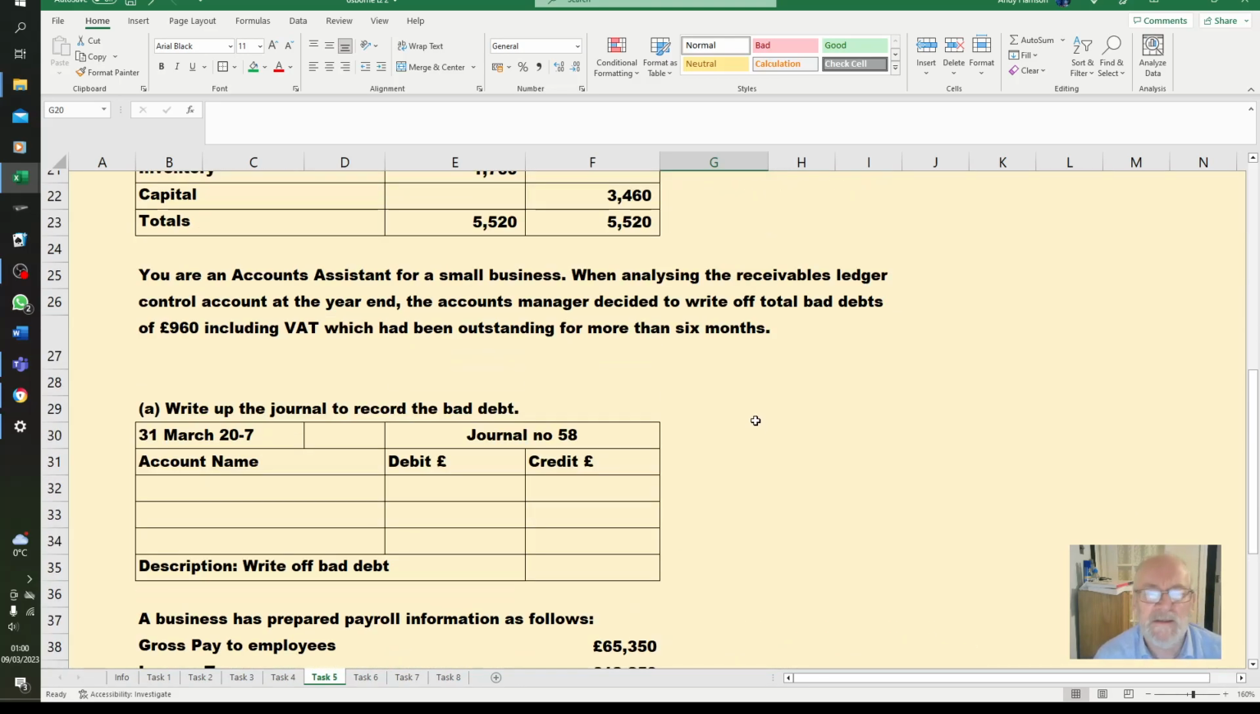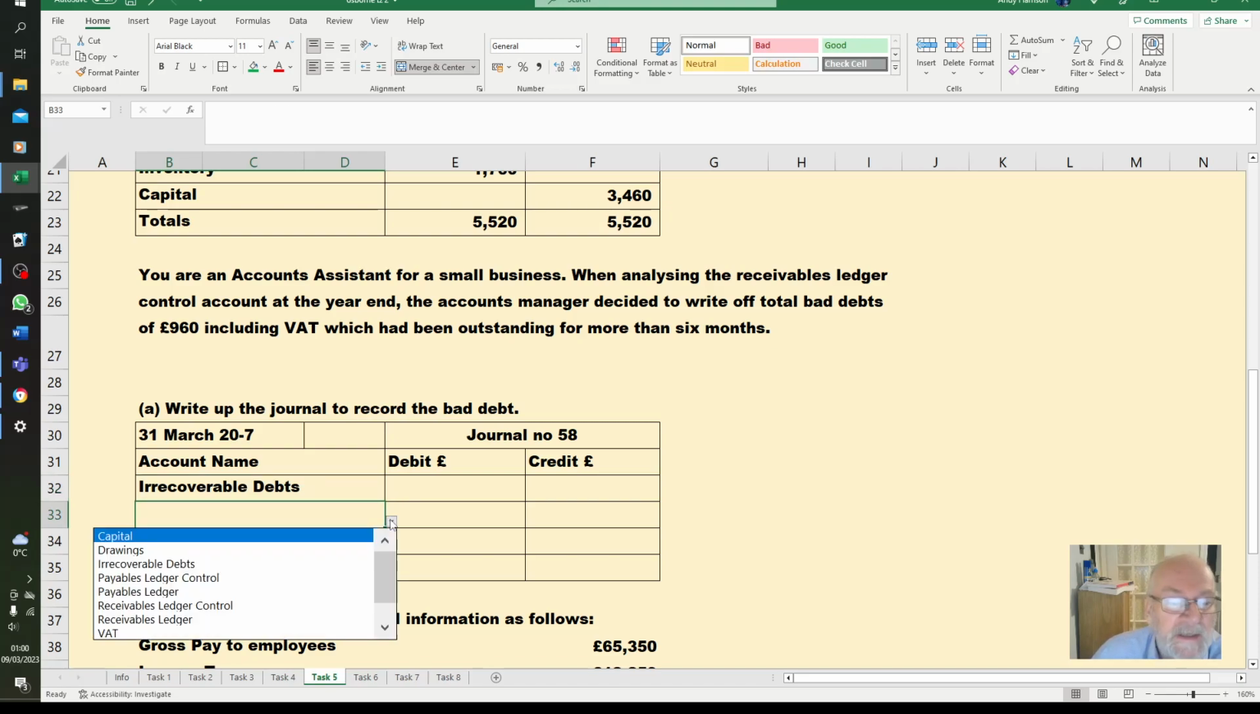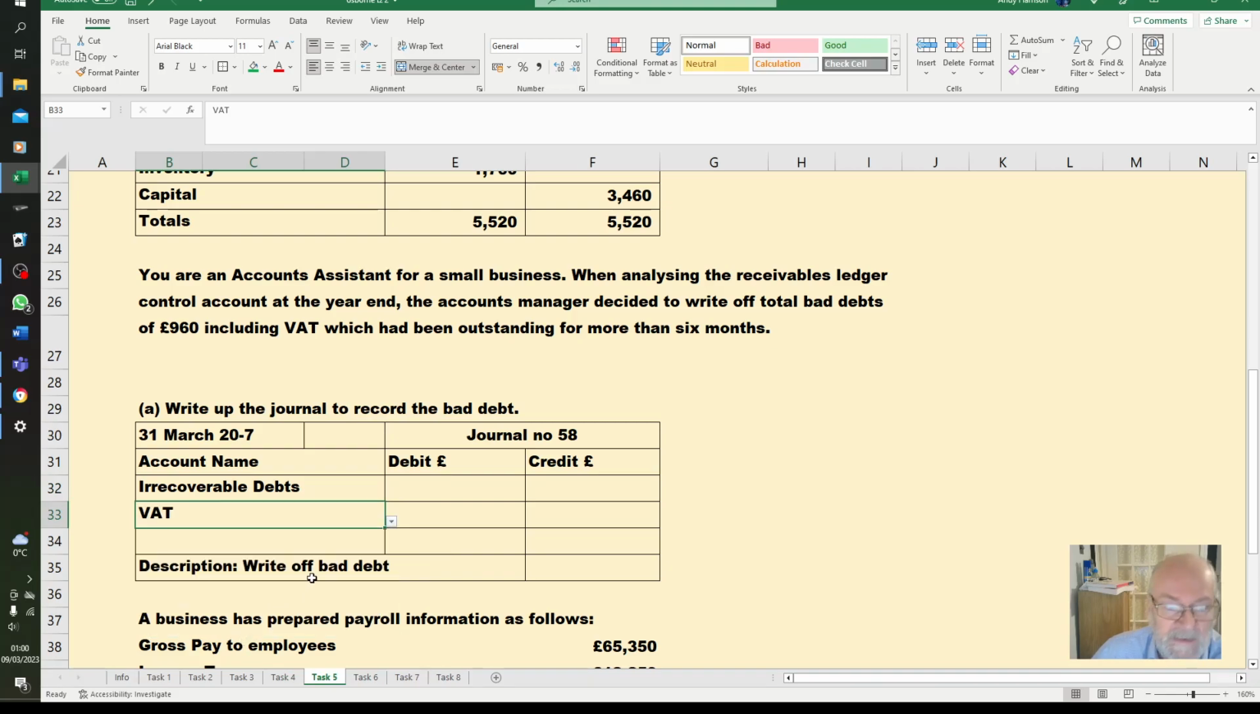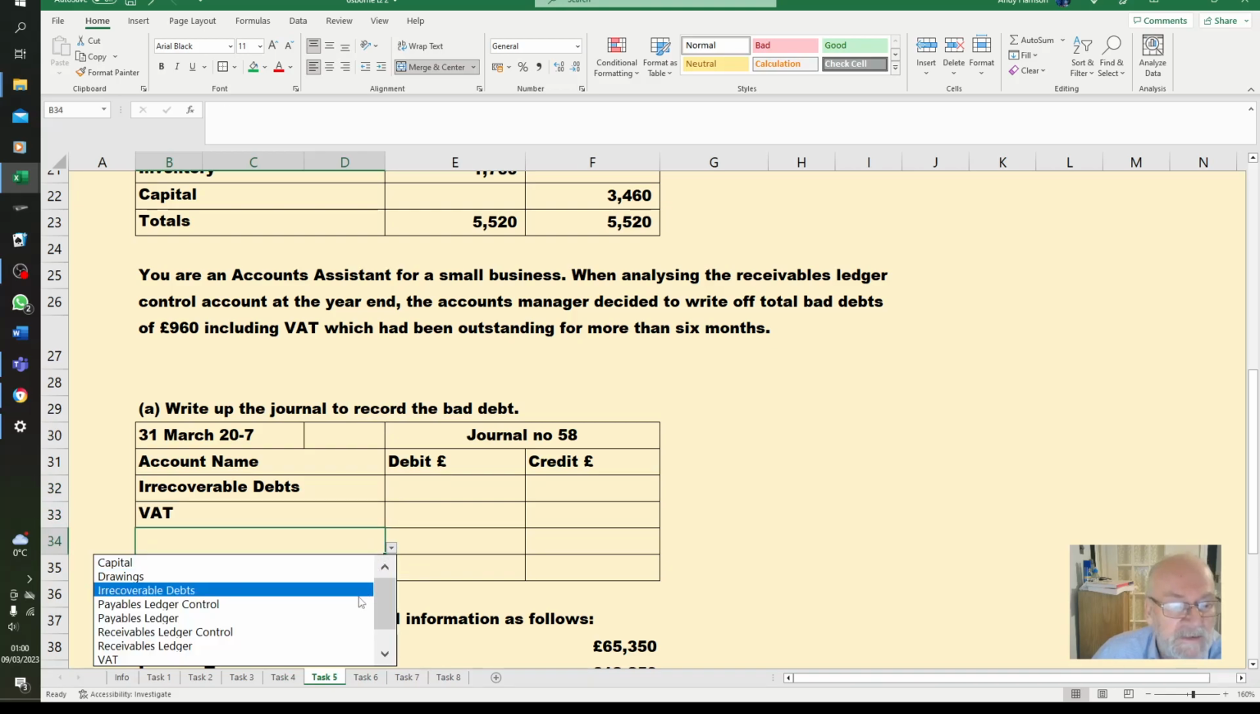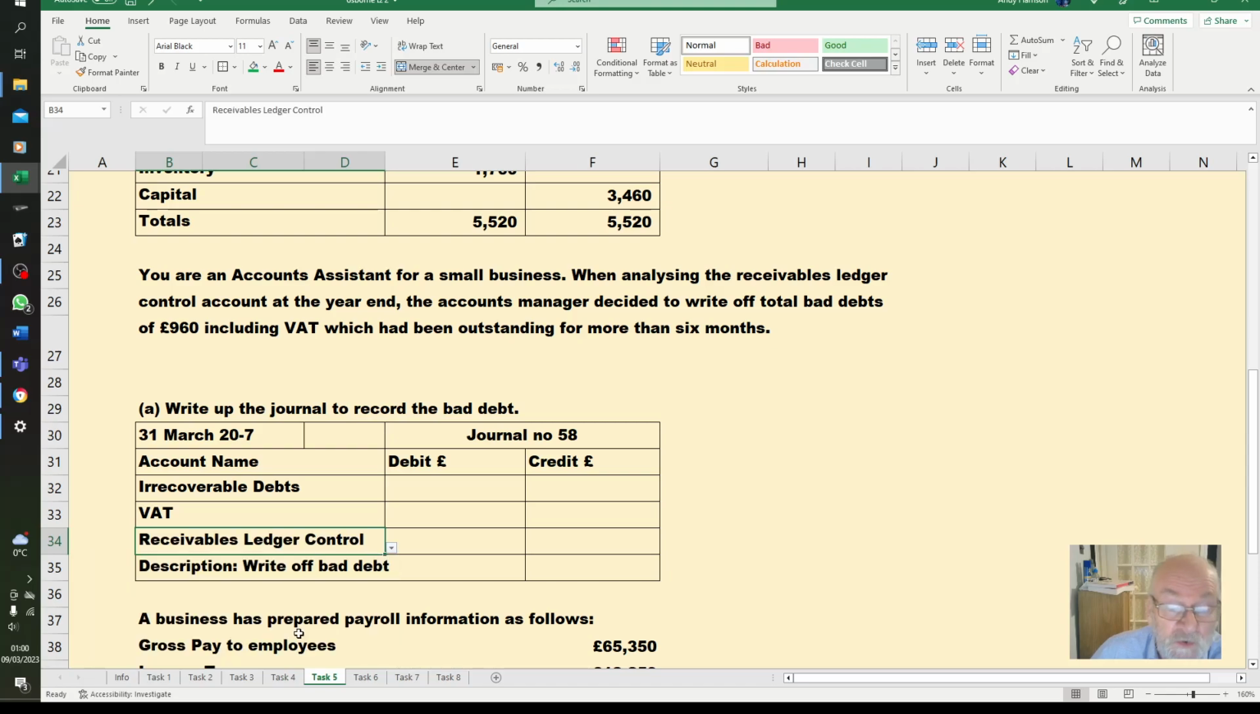Next part then. So always a question, always has been. This one, the original question didn't have the fact that it included VAT. I know AAT would put that one in, but there are some without VAT, so there are only 2 rows. We should of course do our debit entries first. Irrecoverable debts or bad debts expense, or irrecoverable debts expense account. VAT would be a debit, and it's of course our receivables ledger control account.